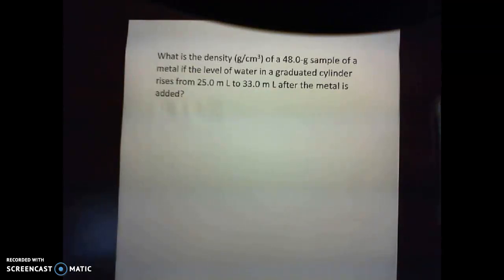What is the density in grams per cubic centimeter of a 48.0 gram sample of metal if the level of water in a graduated cylinder rises from 25 milliliters to 33 milliliters after the metal is added? So first we want to analyze the problem.